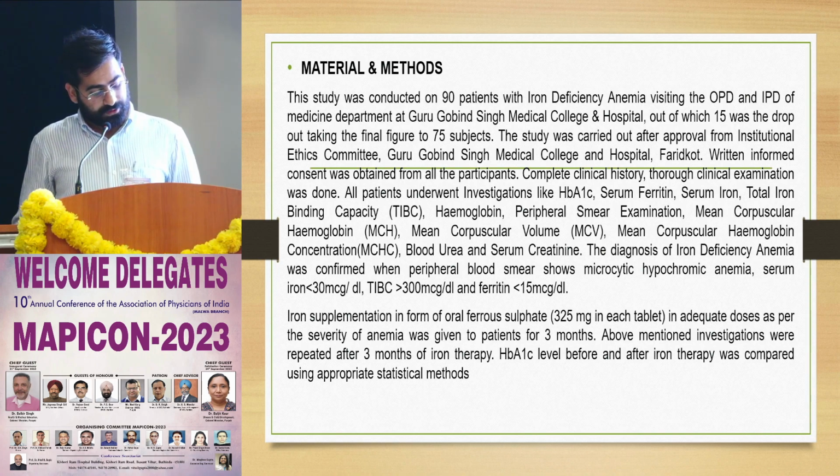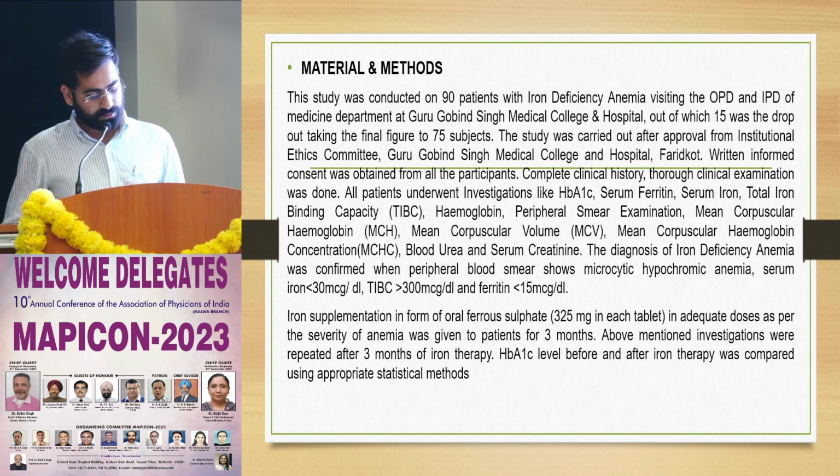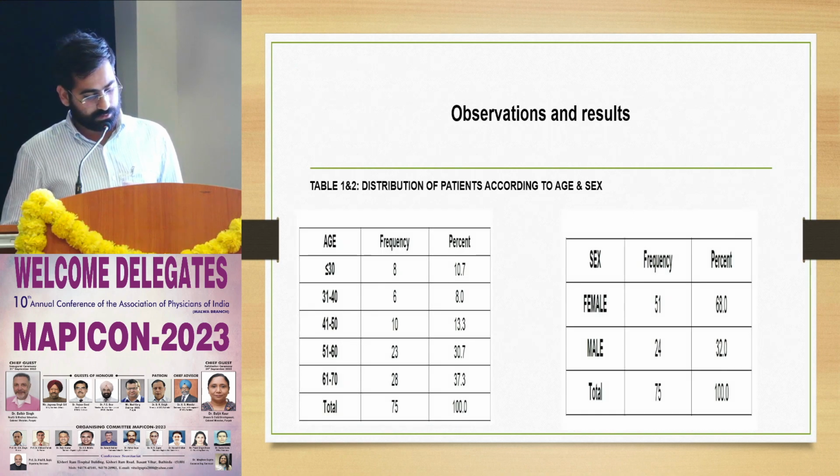Iron supplementation in the form of oral ferrous sulfate, that is 325 mg in each tablet, in adequate dosage as per the severity of anemia, was given to the patients for 3 months. And the above mentioned investigations were repeated after 3 months of iron therapy. HbA1c levels before and after iron therapy were compared using statistical methods.